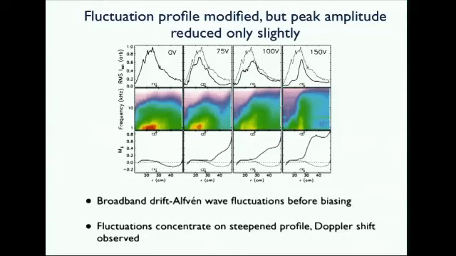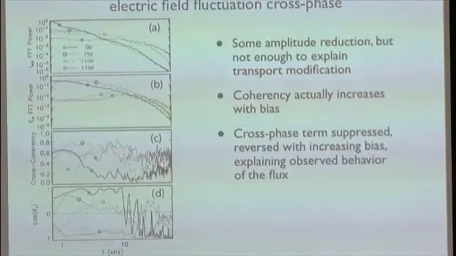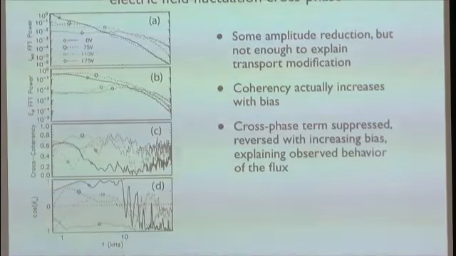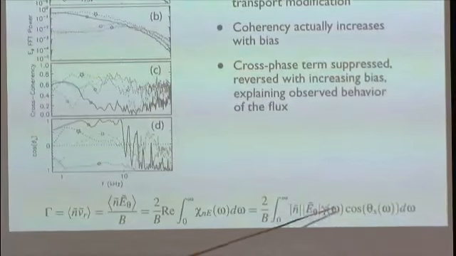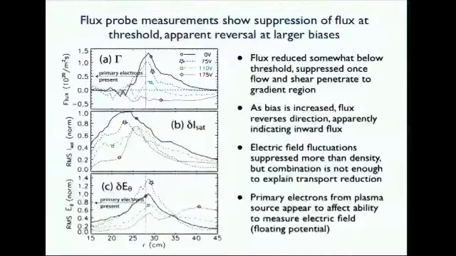So why is it going down? There's several, maybe I should show this first. If you want to calculate transport flux, you can see the punchline there, but the transport flux you can write out in this way. It depends on the amplitude of density, electric field, coherency between them, and their cross phase. So you want to evaluate all these possibilities.